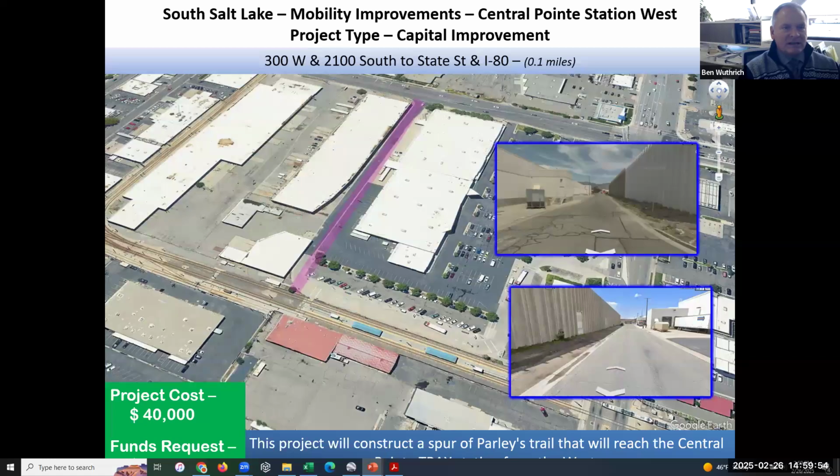The next project is from South Salt Lake from the Central Point Station West to improve access to the Central Point Track Station from the west. Estimated to cost $40,000. Funds being requested are a little more than 37,000 plus.